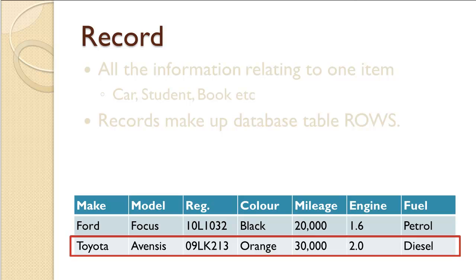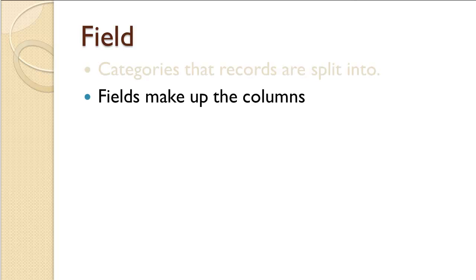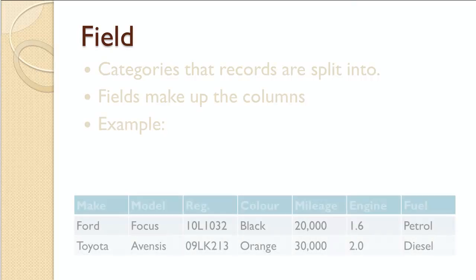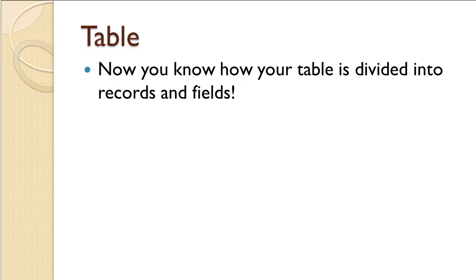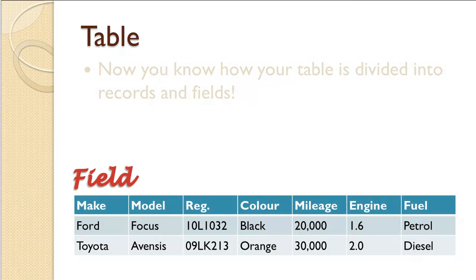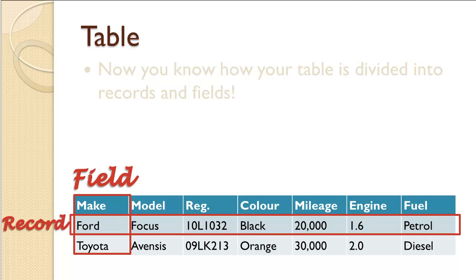Each record is divided up into categories. These categories are called fields. You'll see that the fields make up the columns in our database table. The fields in this database are make, model, registration number, color, mileage, engine, and fuel. So let's look at that together. Your table is divided into records and fields. The fields being the categories that the data is divided into, and the records being all the data related to one item or object in our database.